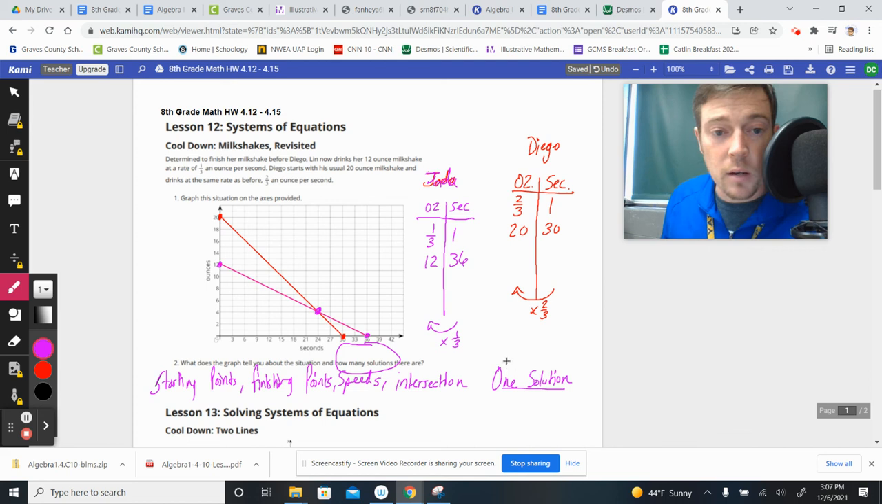And that's what we've been talking about. If they cross like this, there's one solution. If they're parallel, they never cross, there's no solution. And if they are the exact same rate, same line, then they have infinitely many solutions.